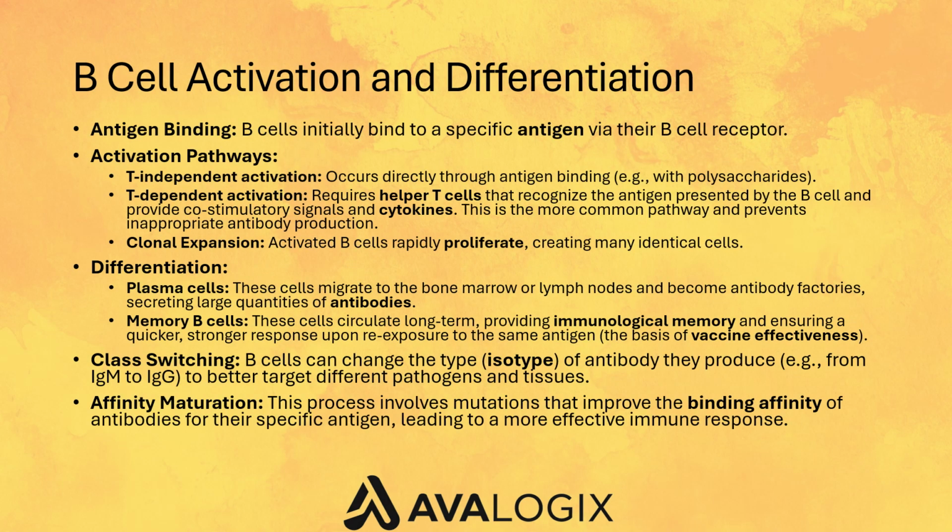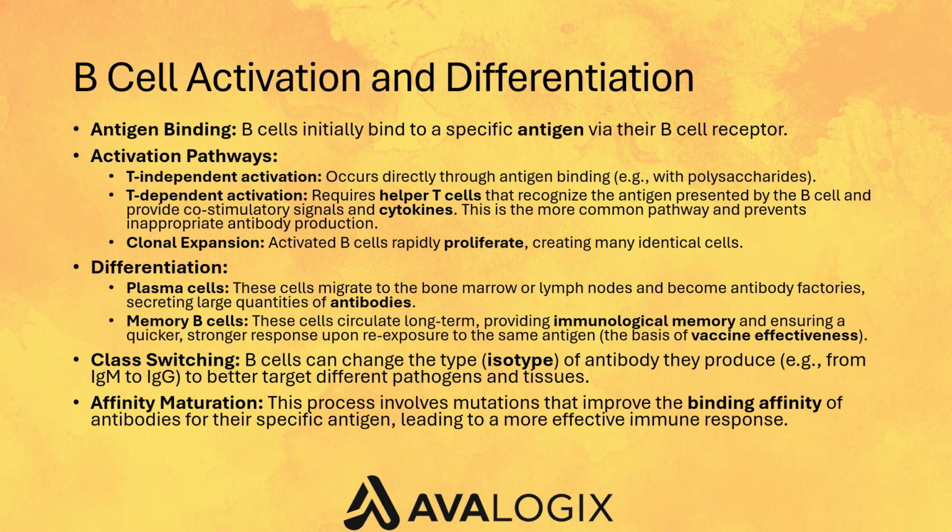Let's dig deeper into the process of B cell activation and differentiation, which is a multi-step and highly regulated process ensuring precision. Initially, a B cell's receptor binds a specific antigen. This binding alone can activate B cells in some cases, especially for T-independent antigens like polysaccharides, but most often, full activation requires help from helper T cells. This is called T-dependent activation.